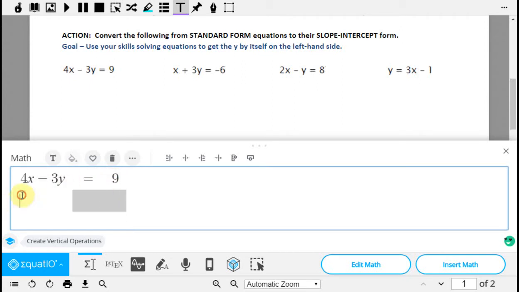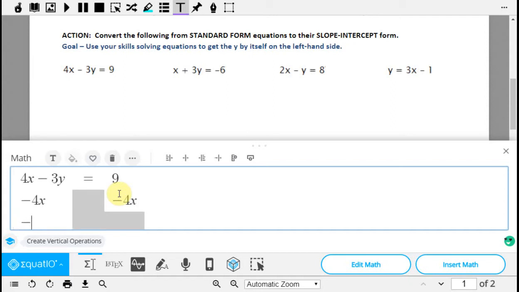Now, what we want to do is get this into y equals mx plus b form. In order to do that, we want to get the y term by itself. That's the goal. So we are going to get rid of the x term. So that's minus 4x. And do the same on the other side. Minus 4x.